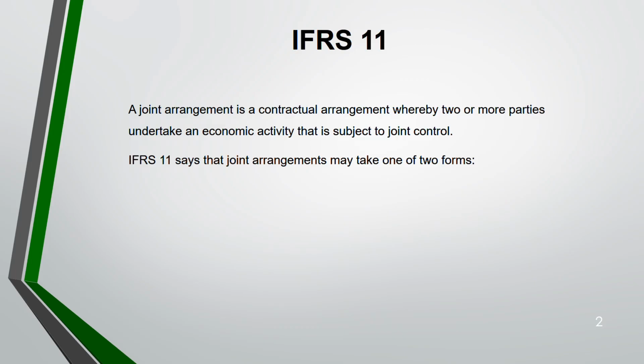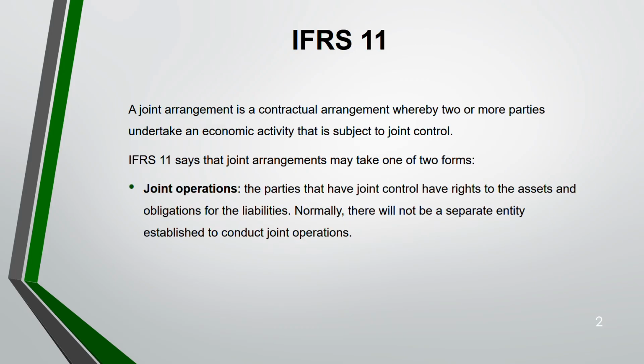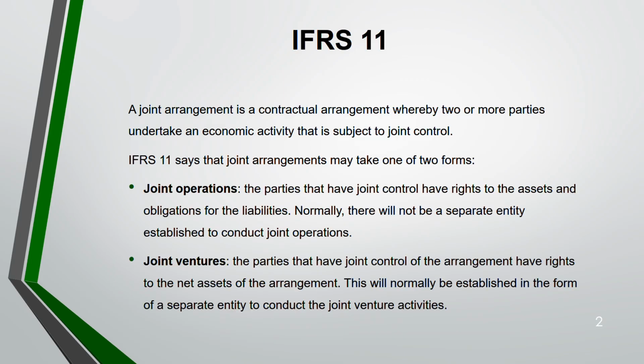IFRS 11 says that a joint arrangement can take one of two forms. When you're applying IFRS 11, the main thing you have to see is which of the two forms you are dealing with, because the measurement then differs: whether it's a joint operation or a joint venture.